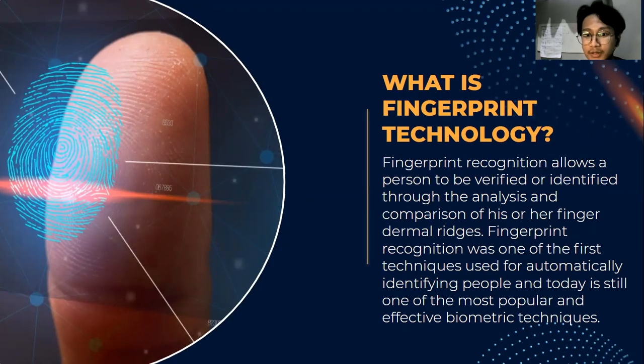What is fingerprint technology? Fingerprint recognition allows a person to be verified or identified through the analysis and comparison of his or her finger dermal ridges. Fingerprint recognition was one of the first techniques used for automatically identifying people, and today is still one of the most popular and effective biometric techniques. Next.